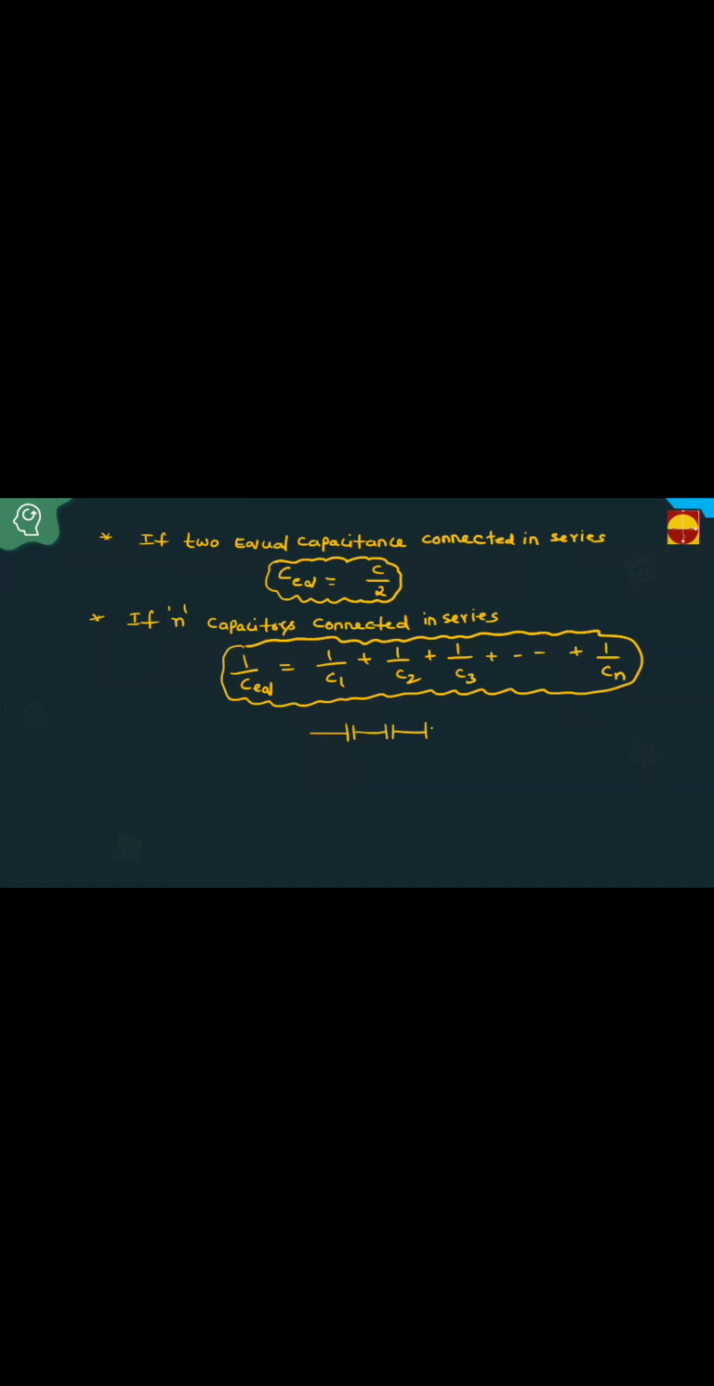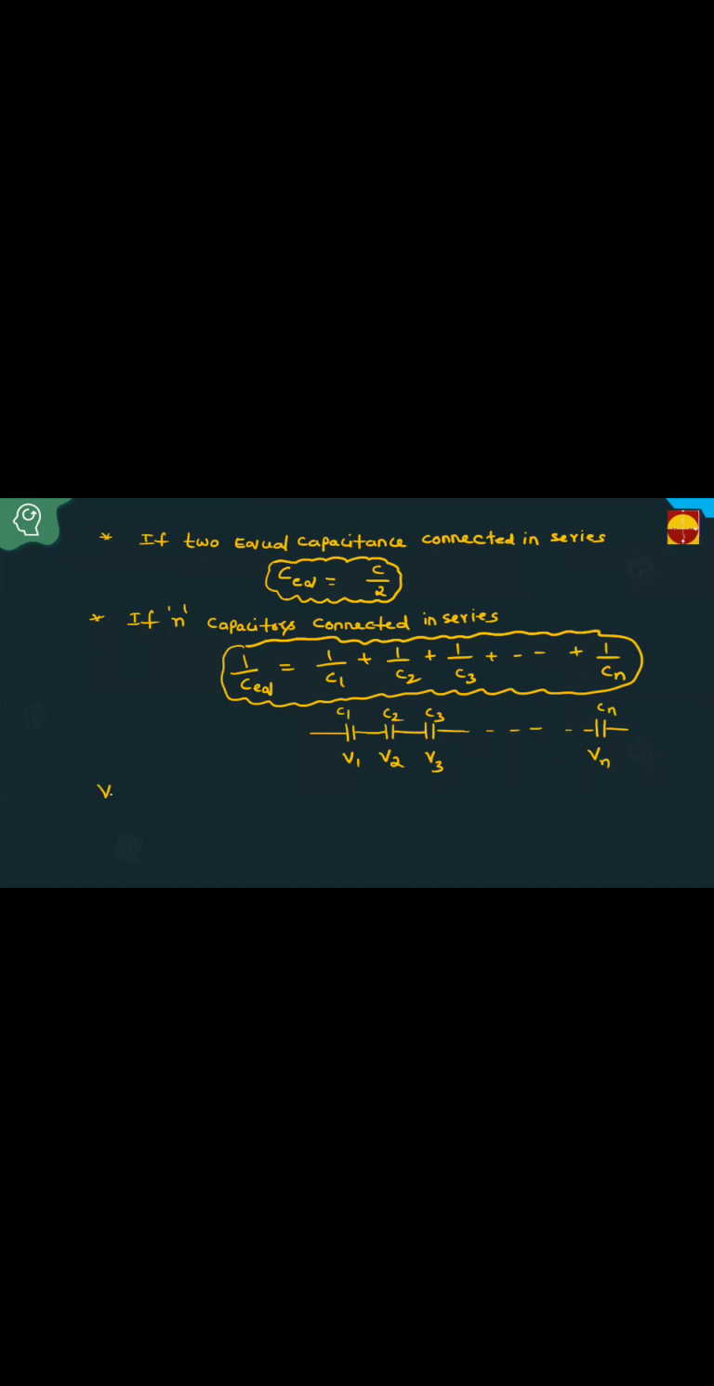C1, C2, C3, and so on, Cn. Let this voltage be V1, this voltage V2, this voltage V3. Then in this case, for a capacitor series connection, if n capacitors are there, how do we calculate the voltage?